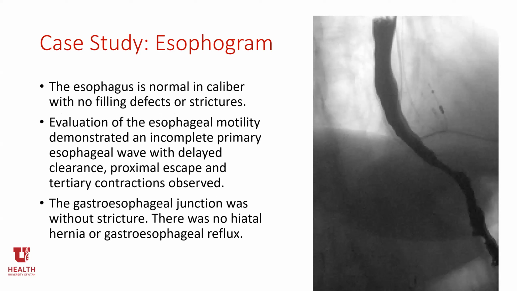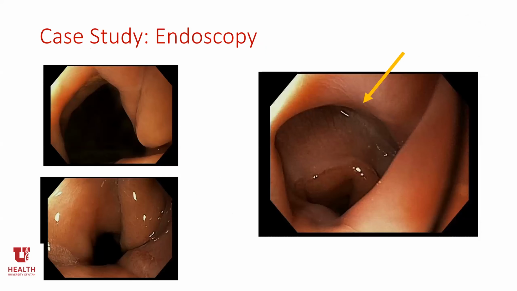At this point, she underwent an esophagram. The esophagus seemed to be pretty normal in caliber. There was no overt area of filling defect or stricture. And the GE junction seemed to be appropriately placed. There was no evidence of recurrent hiatal hernia. She underwent a trial of dilation, and then I saw her and performed an endoscopy.